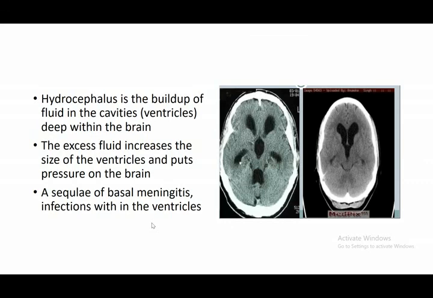Hydrocephalus is a very common complication of chronic CNS infections. As you can see here, the enlargement of the ventricles, lateral as well as third ventricle, and here the frontal horn of the lateral ventricles, these are enlarged because of raised intracranial pressure, and it is usually due to basal meningitis. Basal meningitis leads to CSF flow obstruction and accumulation of fluid within the ventricles, causing ventricular dilatation.